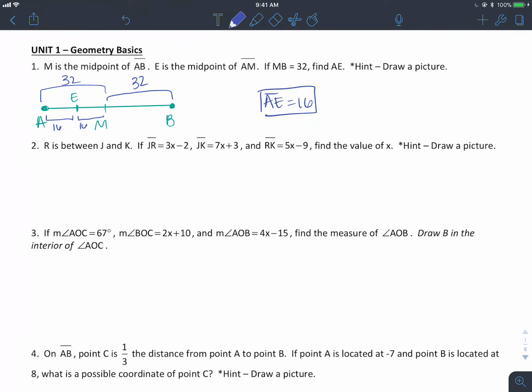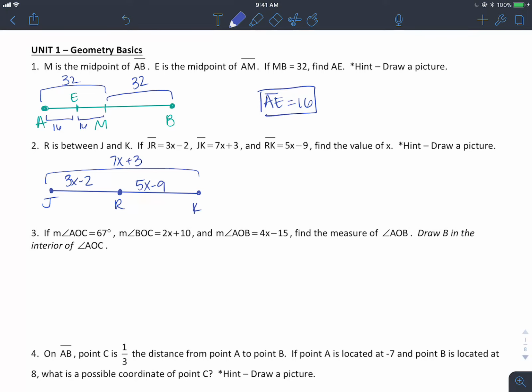On number 2, it says R is between J and K. So we have another line segment, and R is somewhere between J and K. It doesn't tell us where, it just tells us it's on JK. JR is 3x minus 2. JK, the whole length, is 7x plus 3. And RK is 5x minus 9.